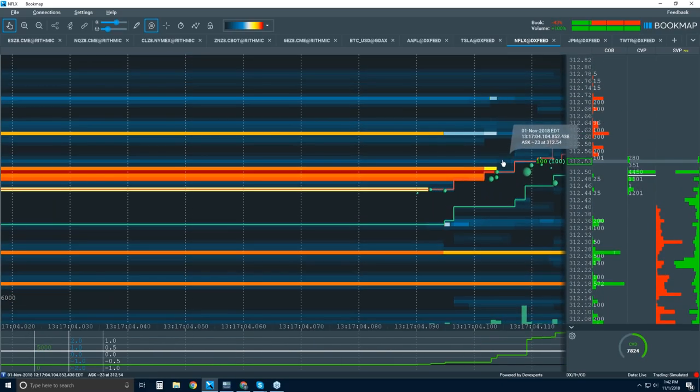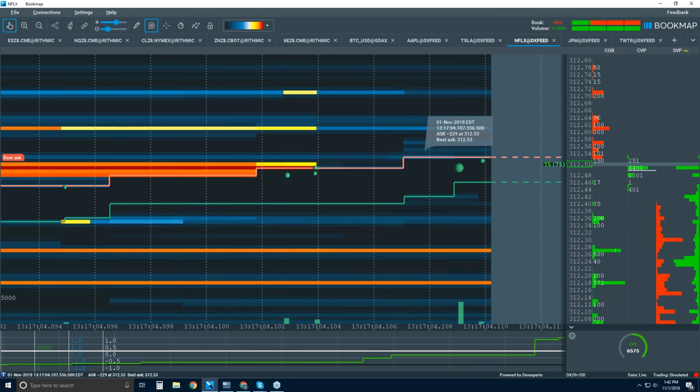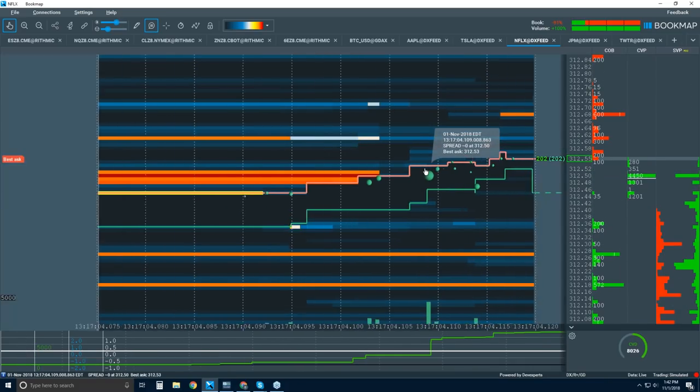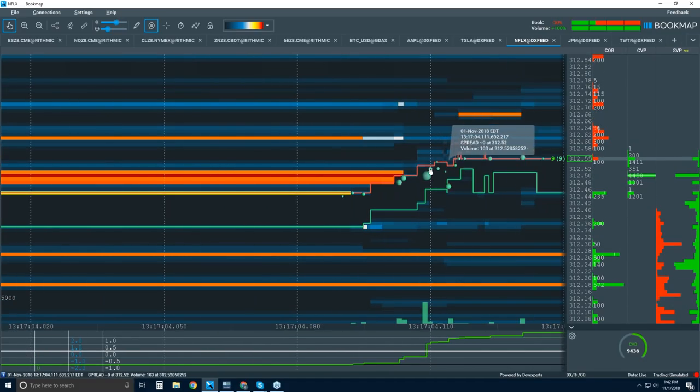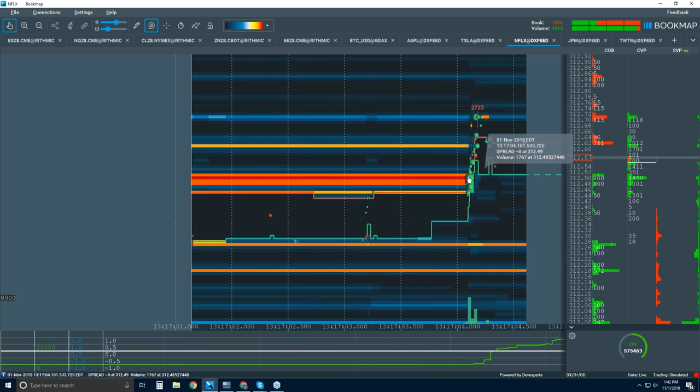I'm sorry, some of it's pulling here. Yeah, some of it's pulling, some of it's transacting. I mean, we know that we see the volume here. But some of this is pulling here, so we're going to go higher here.